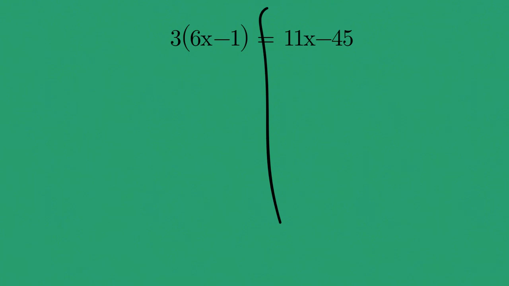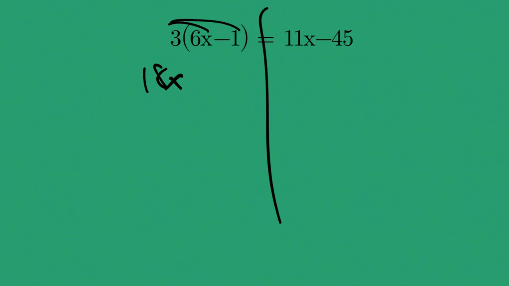What's the first thing we're looking for? Distribution. Do we have distribution this time? Yes. Set of parentheses, right? What's the number that's going to get distributed? 3. Guys, make sure that 3 makes it to both terms with multiplication. 3 times 6x. 18x. Perfect.